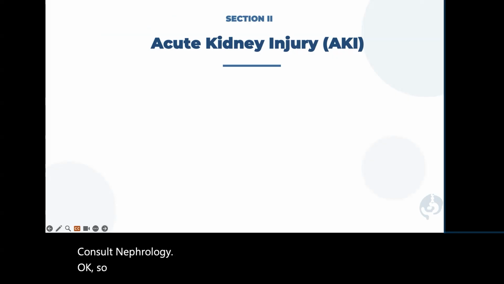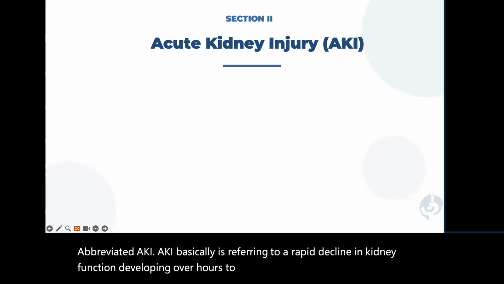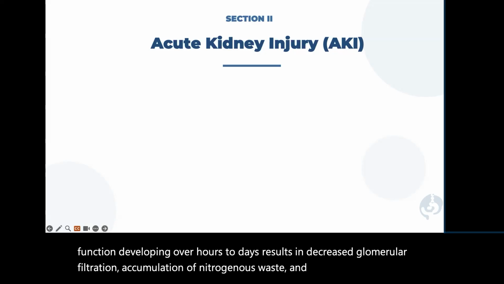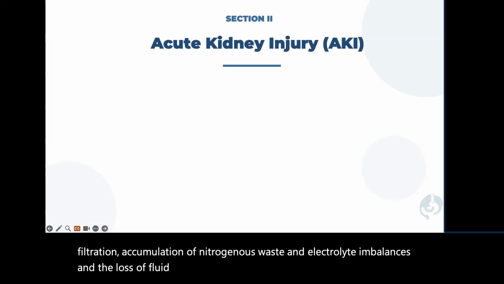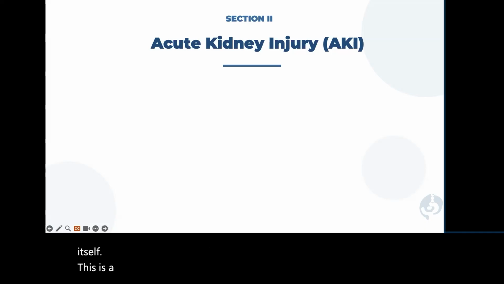So now we're going to talk about acute kidney injury, abbreviated AKI. AKI basically refers to a rapid decline in kidney function developing over hours to days. It results in decreased glomerular filtration, accumulation of nitrogenous waste, electrolyte imbalances, and the loss of fluid regulation. That's the picture of acute kidney injury. It's important to remember that acute kidney injury is not a diagnosis by itself. This is a syndrome indicating that something has impaired the renal function.